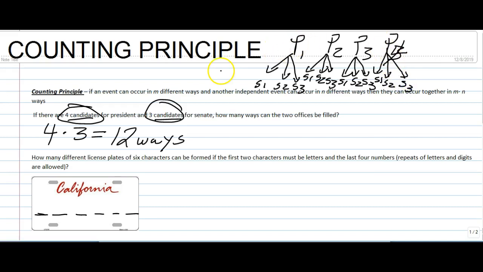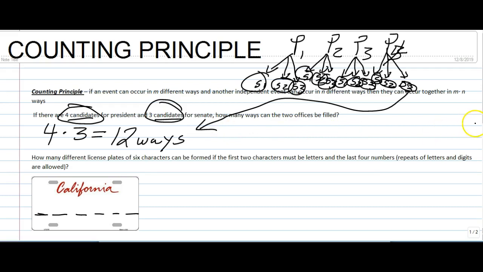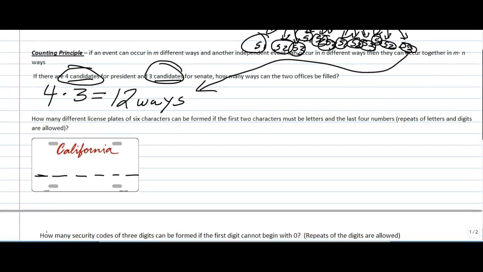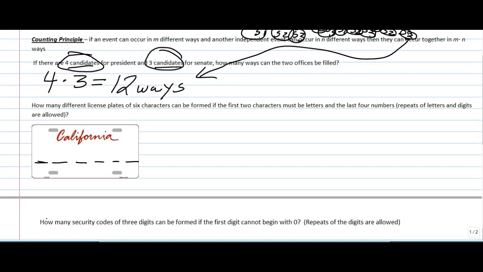Now, I've illustrated by a tree diagram all the possibilities of filling those 2 offices. So if you count them, that's 1, 2, 3, 4, 5, 6, 7, 8, 9, 10, 11, 12, which agrees with the counting principle. Now, the counting principle can be extended beyond just 2 independent events. It can be extended to any number of independent events. So in the next problem, we're going to utilize the counting principle as well.